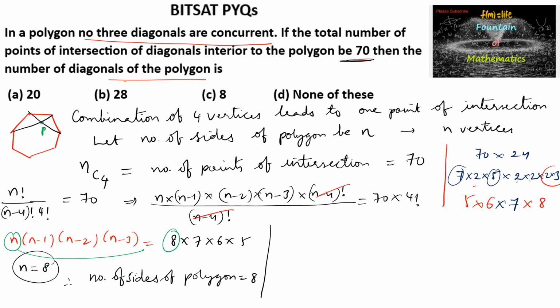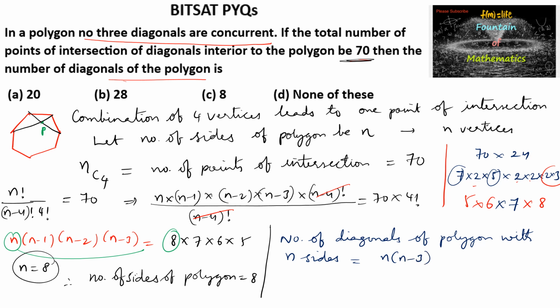And we need to find the number of diagonals now. We have the formula: the number of diagonals of a polygon with n sides is equal to n into n minus 3 upon 2. That is 8 into 8 minus 3, 5, upon 2, which is equal to 20. So we can go with option A.